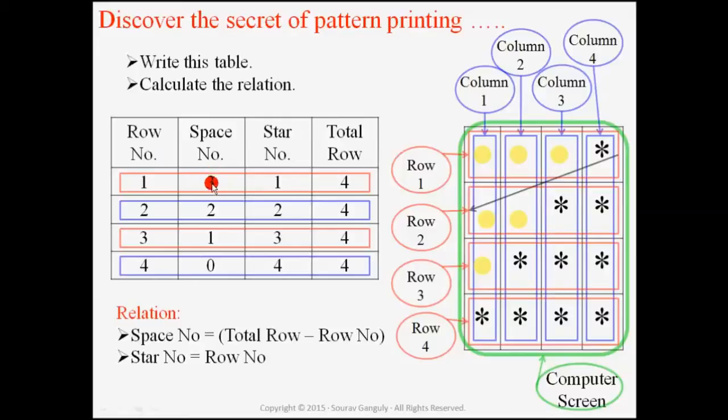Now row number 1 contains 3 spaces, 1 star. Row 2 contains 2 spaces, 2 stars. Row 3 contains 1 space, 3 stars. And row 4 contains 0 spaces, 4 stars. Now what is the relation between space, star and row number? Space number is total row number minus row number. Yes, 3 means 4 minus 1, 2 means 4 minus 2, 1 means 4 minus 3, and 0 means 4 minus 4. And star number is equal to row number. That means the first row contains 1 star, the second row contains 2 stars, the third row contains 3 stars, and the fourth row contains 4 stars. This relation will help us to run the program.